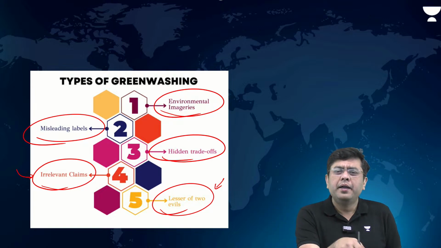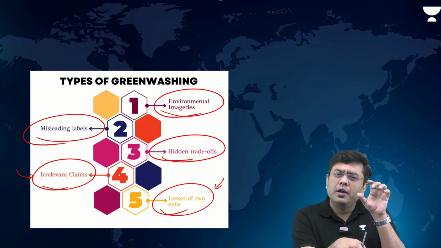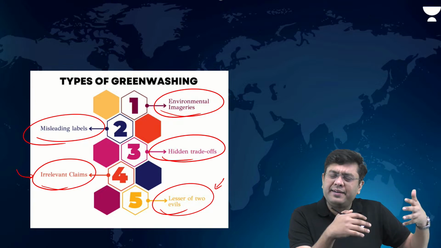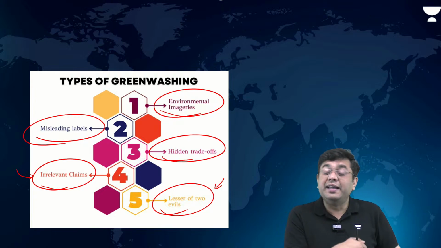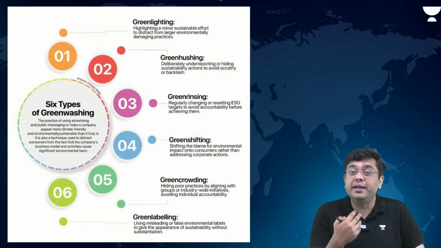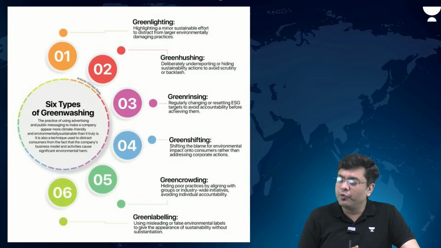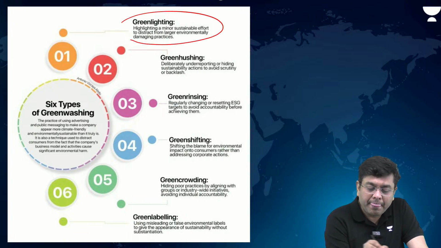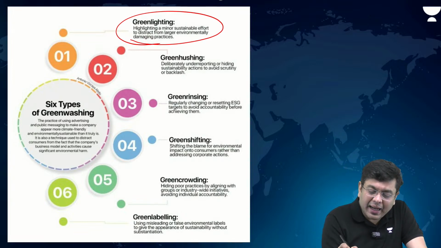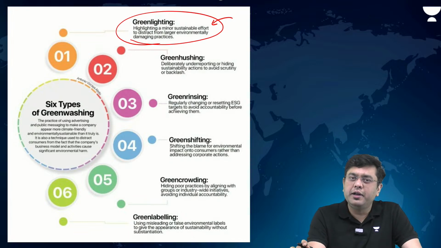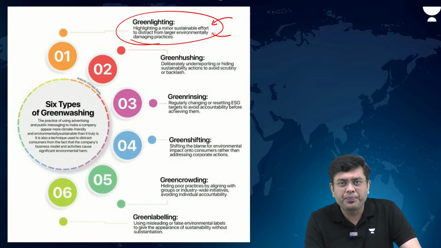But you see, greenwashing is only one of those kinds of environmental duping of customers which is done by organizations. There is the concept of green hushing, green crowding, all of that. So that becomes relevant for your prelims exam. So what is that? Green lighting. What is green lighting? Green lighting is highlighting a minor sustainable effort to distract from larger environmentally damaging practices.